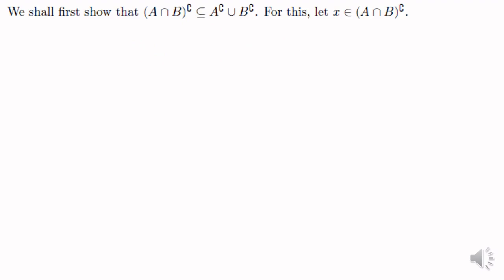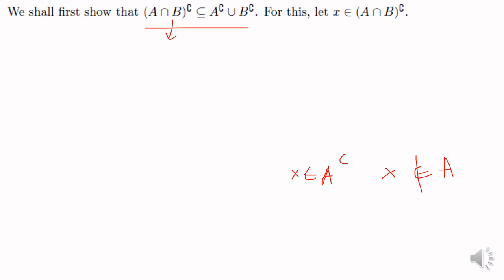So here, first we have to prove that (A intersection B) complement is a subset of A complement union B complement. To prove this, we take an element of this set, (A intersection B) whole complement. We take that element as X. So let X belong to (A intersection B) whole complement. Now we go to the definition of complement: X is an element of A complement if X is not an element of A. This was the definition of complement.